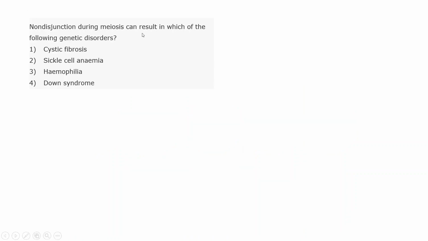Non-disjunction during meiosis can result in which of the following genetic disorders? Cystic fibrosis, sickle cell anemia, hemophilia, and Down syndrome. Which may be the answer? Non-disjunction during meiosis. Okay, I am getting option number 4, Down syndrome. Any other option or any other answer?